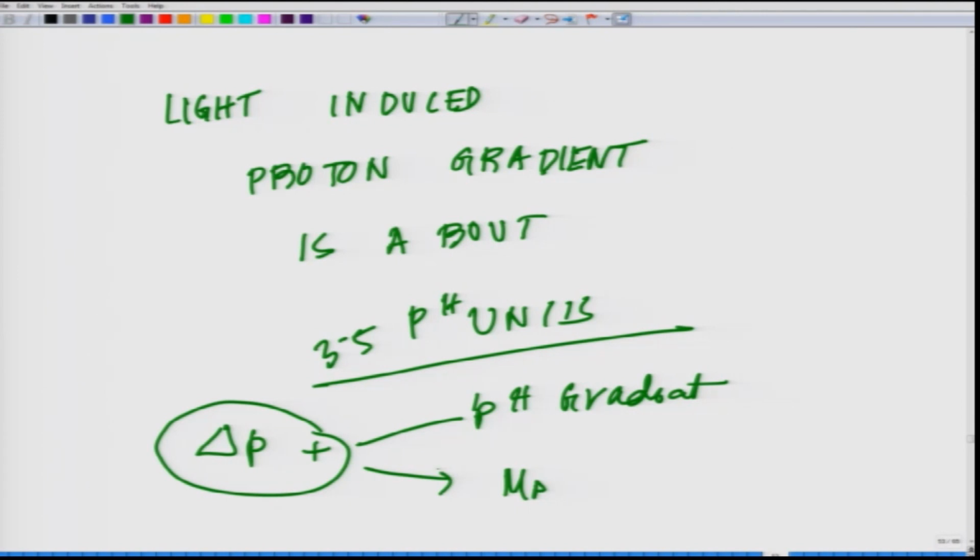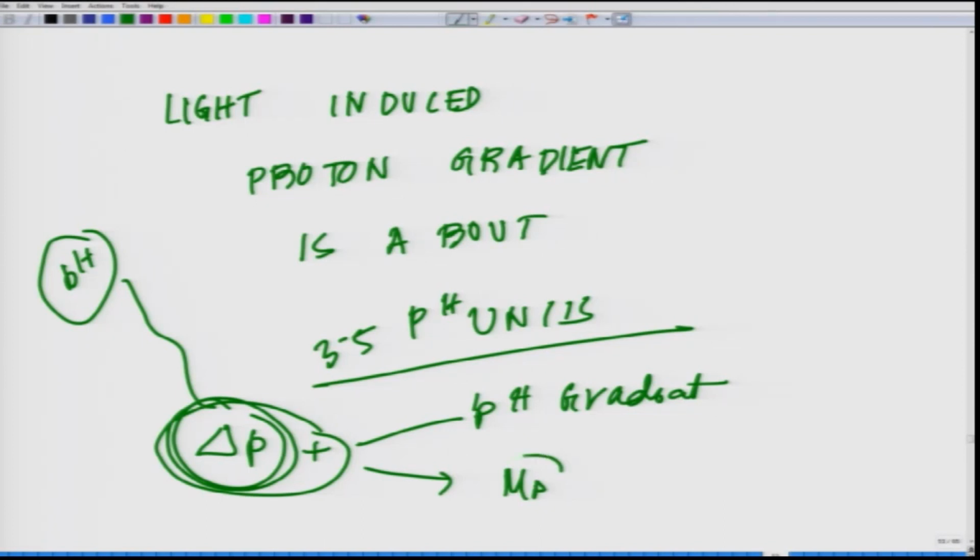In chloroplast, nearly all of the proton motive force, delta P, arises from the pH gradient. It's purely a pH gradient which is created. On the contrary, as we will read about mitochondria, we will observe the contribution from membrane potential is larger. So you have to realize this delta P, the proton motive force, is generated purely on the pH gradient in chloroplast, okay.